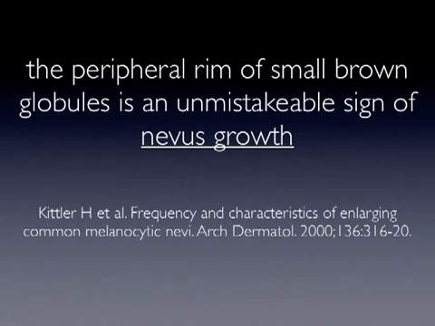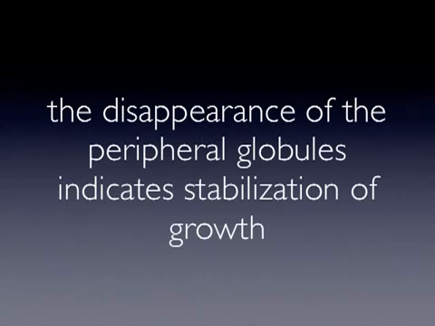If followed up, these nevi will definitely change in that they show a symmetric enlargement. Therefore, the peripheral rim of small brown globules is nowadays a well-recognized sign of nevus growth.